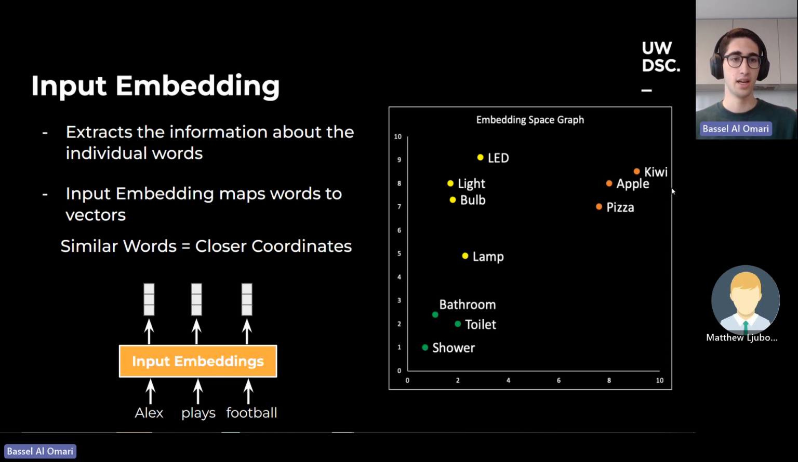So to recap with the input embedding, you take a sentence from English, you split it up into each of its words, and then convert each word into a representative vector, which houses information about the word's meaning.